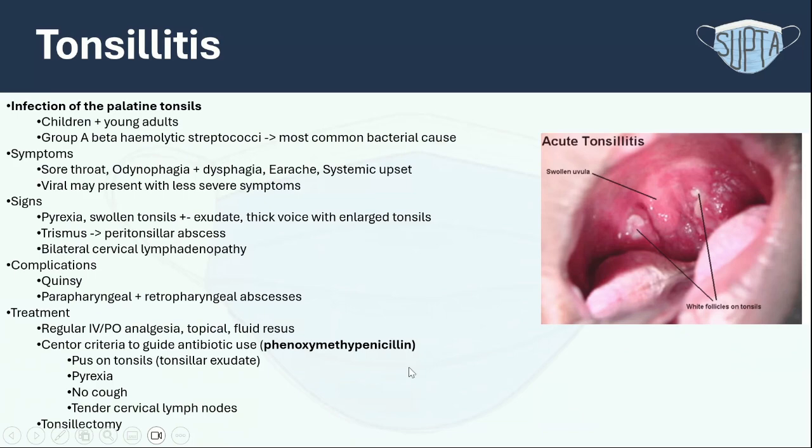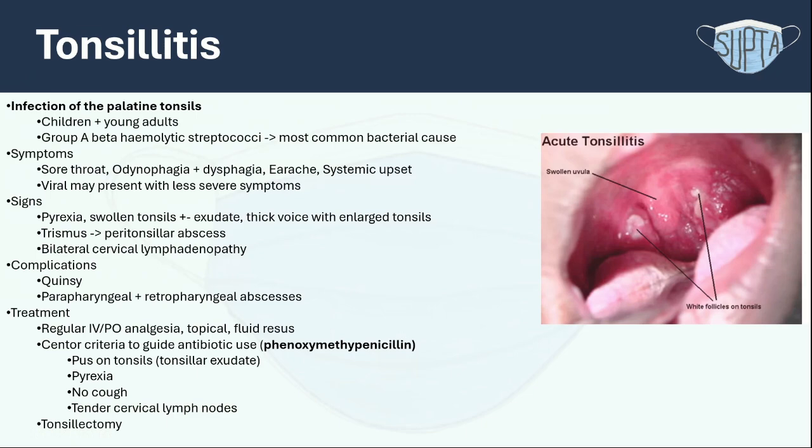And in terms of treatment, you can do analgesia, of course, topical, and then fluid resus. And you want to use the Centor criteria to guide antibiotic use, which is phenoxymethylpenicillin. So this is things like pus on the tonsils, so tonsillar exudate, pyrexia, absence of cough, and tender cervical lymph nodes. So those are all signs that it's a bacterial cause and you might want to start giving this antibiotic. And obviously admit if the patient is systemically unwell.